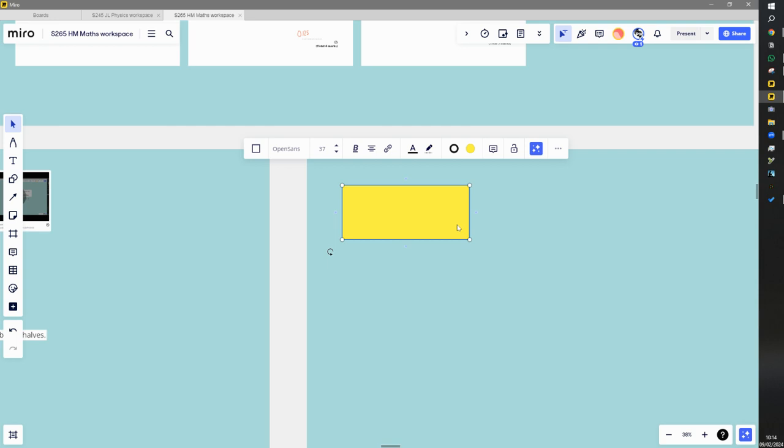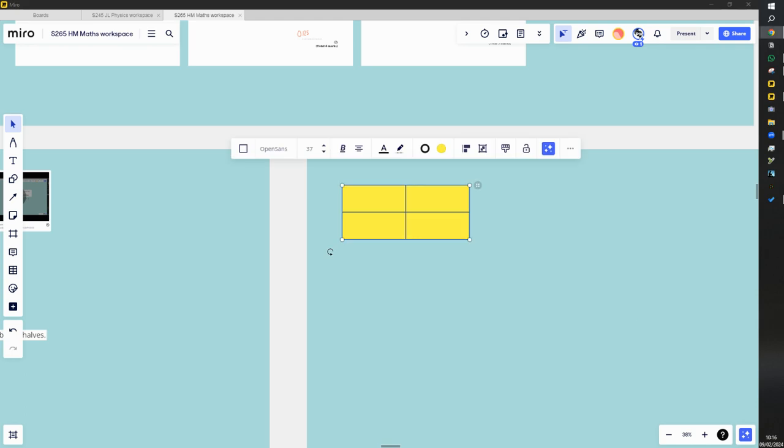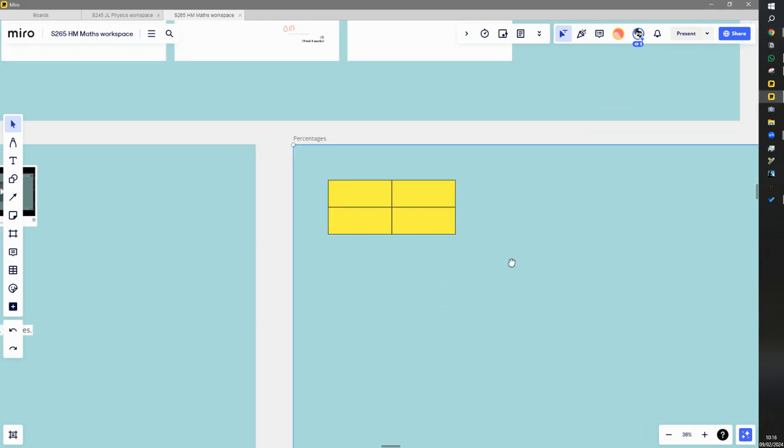So I'm just going to pause the video and do that. Okay, so now we have it in two parts. Each part is a half. Now let's divide each part in two again. Now I've chopped it into 4 bits, so each part is a quarter.